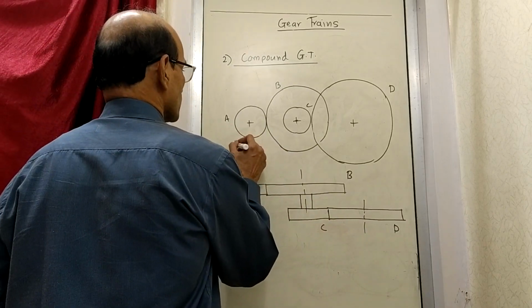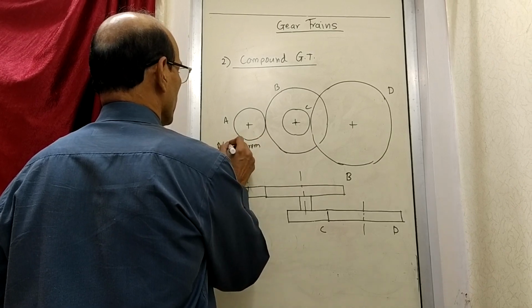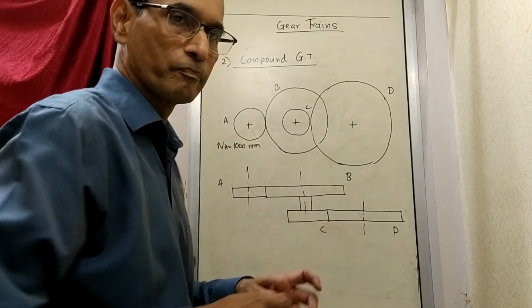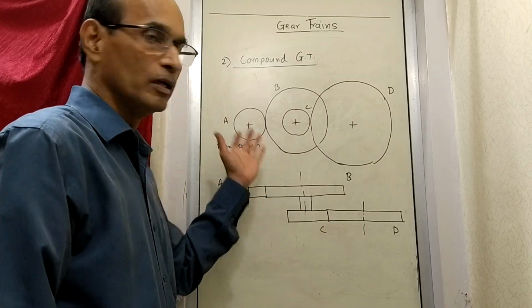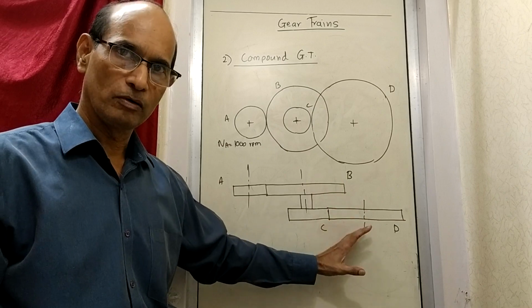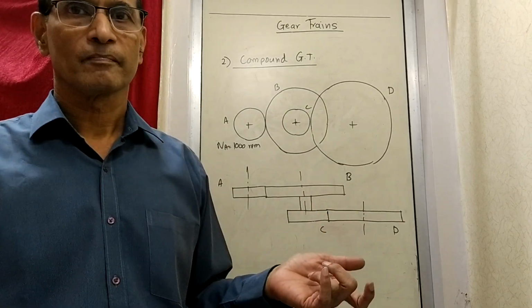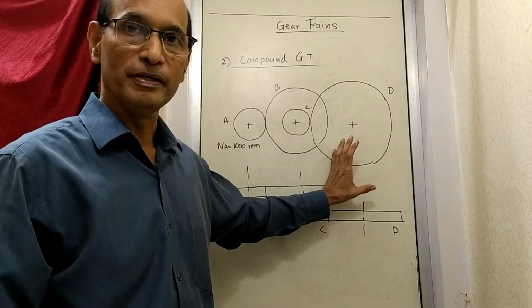Suppose this has got 1000 RPM as its speed. That means NA is 1000 RPM. Speed of A is 1000 RPM. Now what are going to be the speeds of different gears? That is what we are going to find out. We'll cover that in the next session. Find out what are the different speeds of different gears.